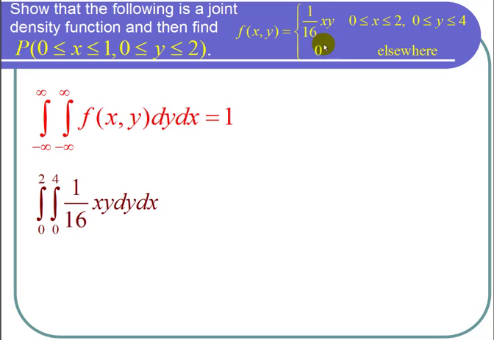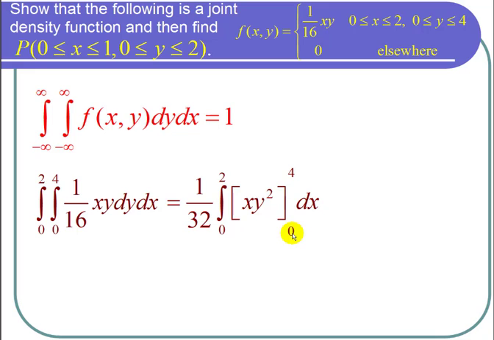Since the function is 0 outside of x between 0 and 2 and y between 0 and 4, I don't have to worry about those outside bounds because those are just 0 and they won't contribute to the double integral. So instead, I just take the integral from 0 to 2 for x and 0 to 4 for y of 1/16 xy dy dx. The integral of 1/16 xy dy is equal to 1/32 xy squared. And we're going from 0 to 4 for y. And if I plug in 4, I get 4 squared is 16. The 16 over 32 is a half.